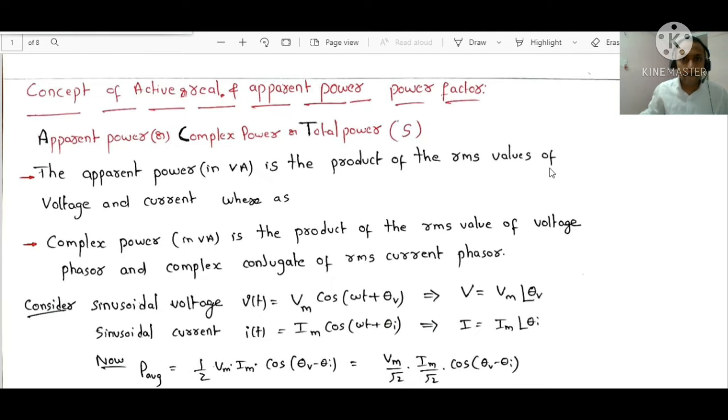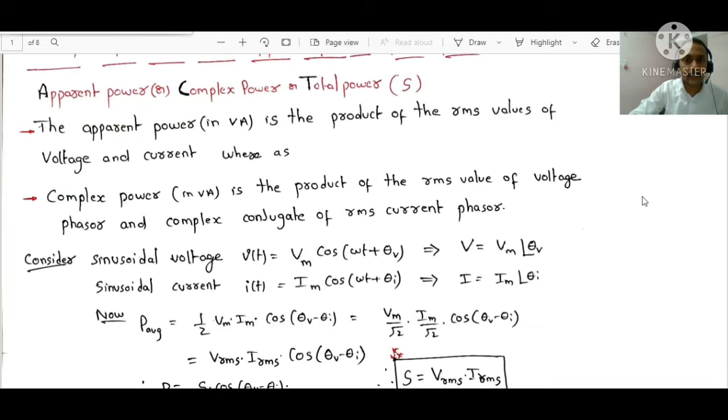Today in this video, we are going to discuss the concept of active power or real power and apparent power, and also the power factor. This topic is very important during objective exams. Also, a number of bits can be answered by knowing this concept.